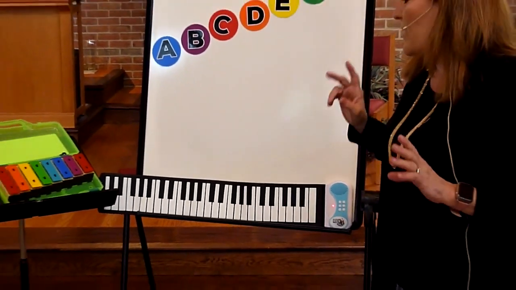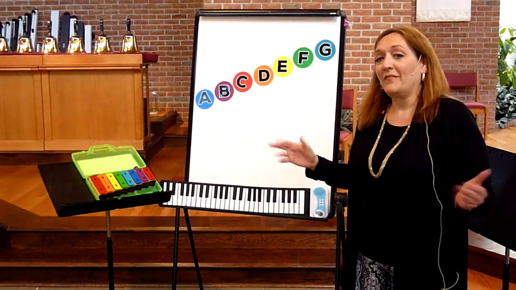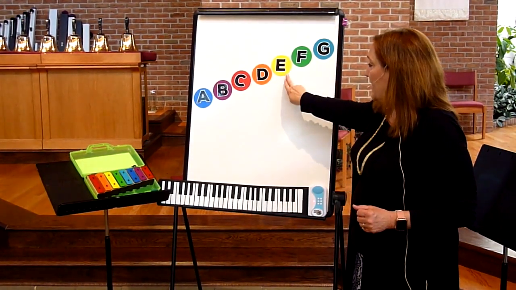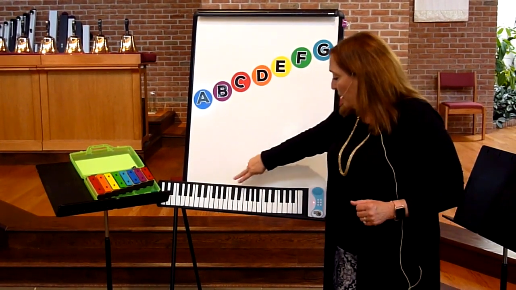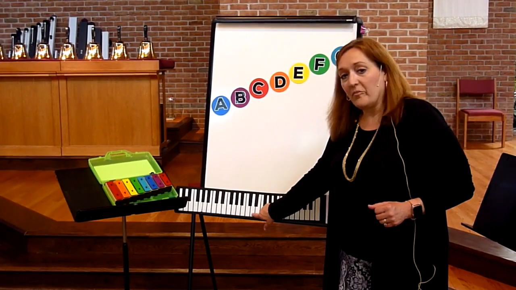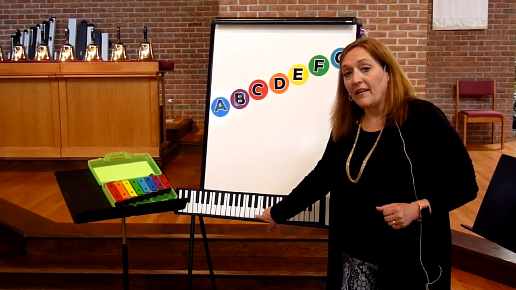Okay, so what I want you to work on is an accompaniment to sing this shalom. And all you have to do is know where C, D, and E are. And since we know that the 2 black keys are right here and this is C, then this is going to be D and this is going to be E.